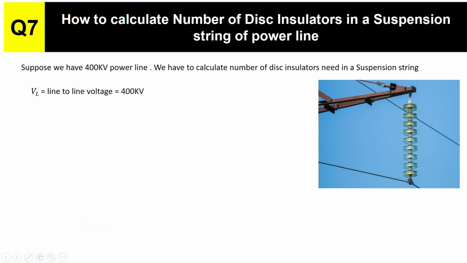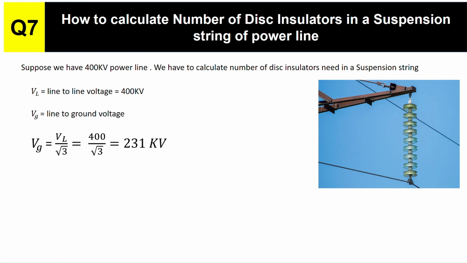Let VL is the line to line voltage, that is 400 kilovolt. VG is the line to ground voltage. The VG is equal to VL divided by root 3, equals the line to line voltage 400 divided by root 3. It becomes 231 kilovolt.